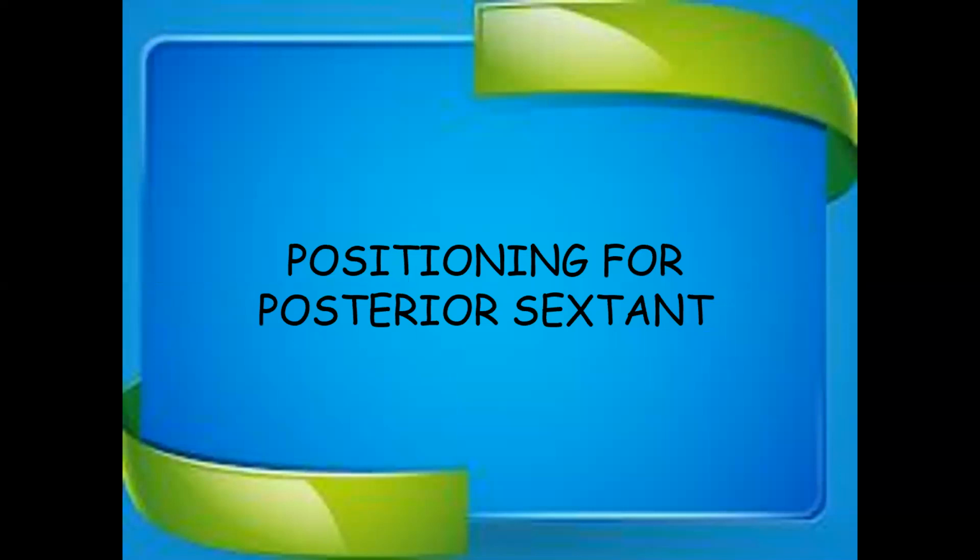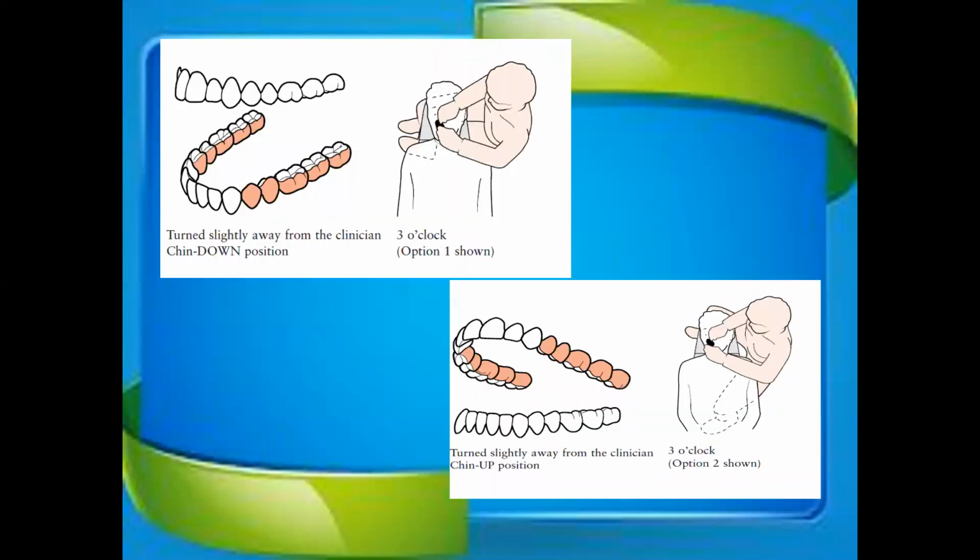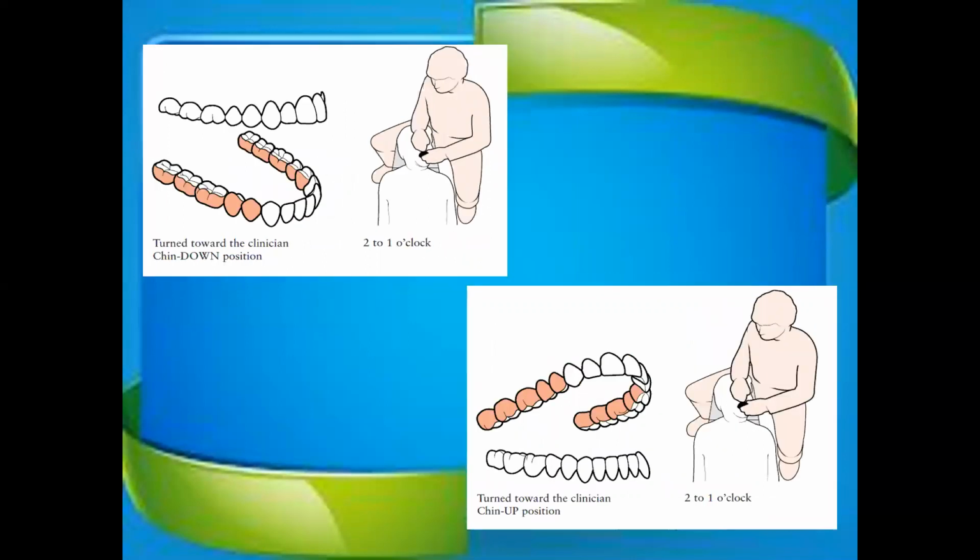Position for posterior sextant. For left-handed operator, at 3 o'clock, you can turn the patient's mouth slightly away from yourself and chin down position. Like this. And at 2 or 1 o'clock, you can turn the patient's mouth towards yourself and chin down position to assess the buccal and lingual surface of the mandibular arch and palatal and buccal surface of the maxillary arch.